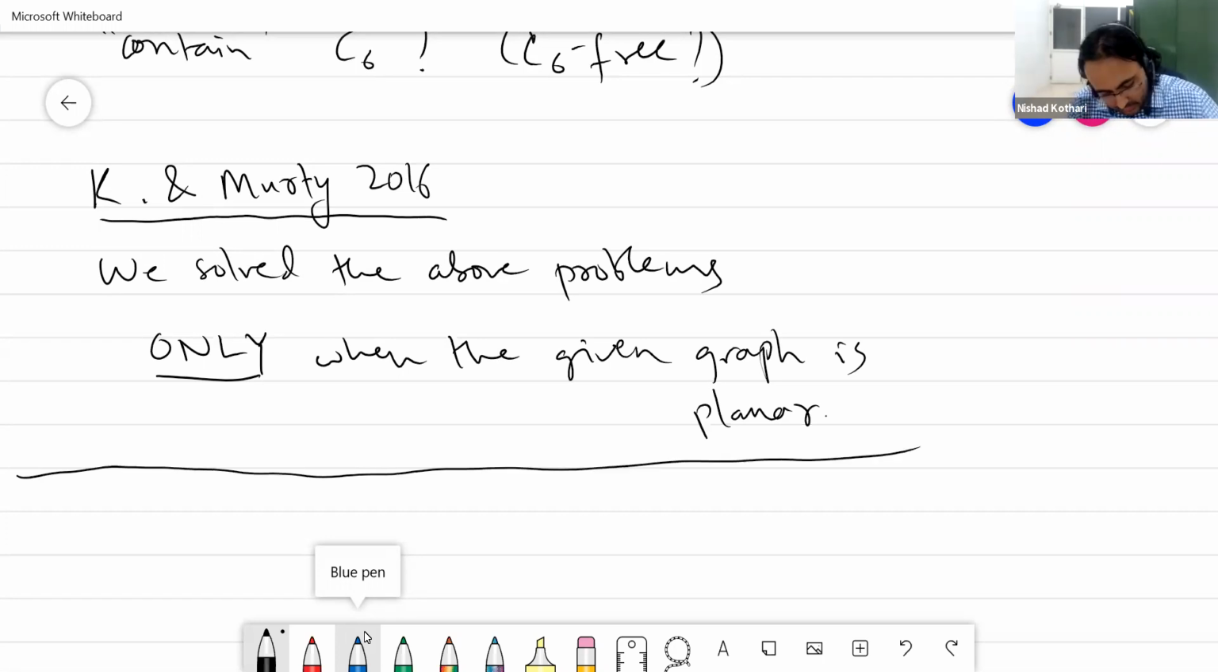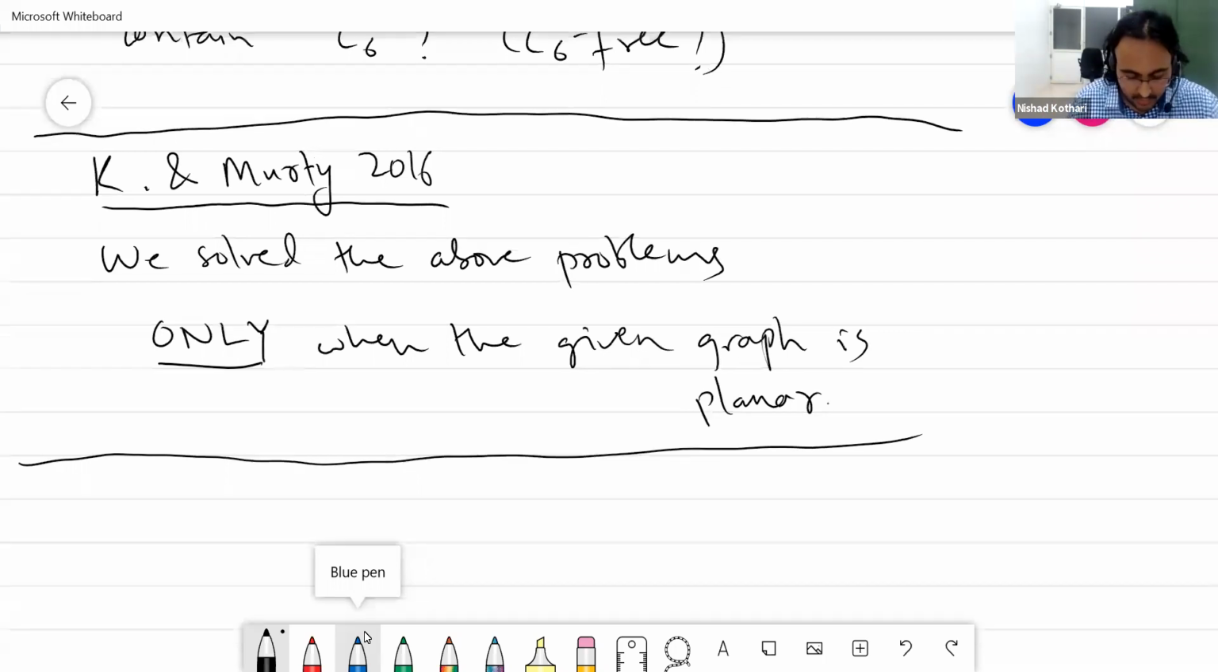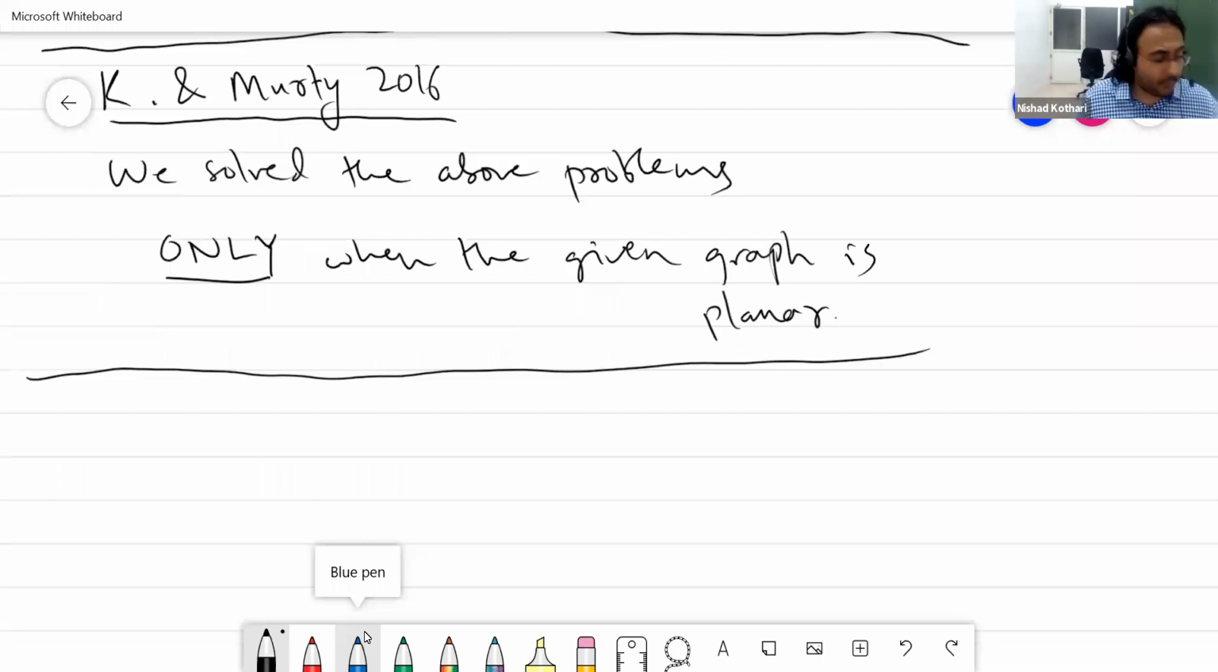So what is one of the takeaways of this so far? Often problems are solved easily for planar graphs. Both of these problems are open for non-planar graphs, and I don't think they are anywhere close to being solved. Some of us have spent a lot of time on solving these problems for non-planar graphs, and we have failed miserably. Okay, good. Are there any questions at this point?